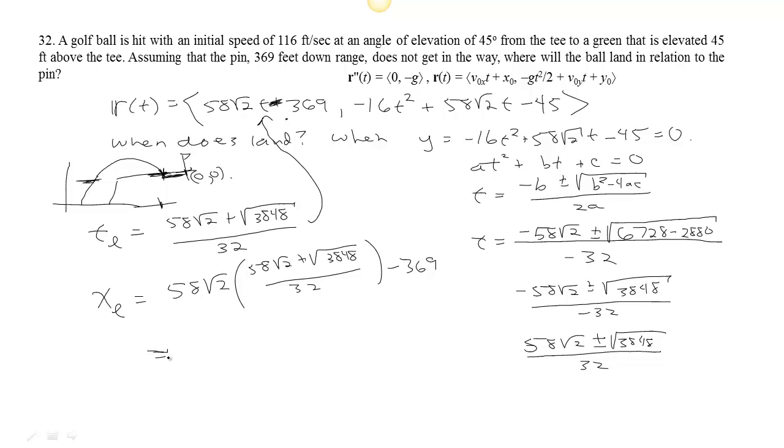I plug that all into my calculator and I get positive 0.254913. So about a quarter of a foot. Since this number is positive and 0, 0 was set up here at the pin, this is a quarter foot past the pin.